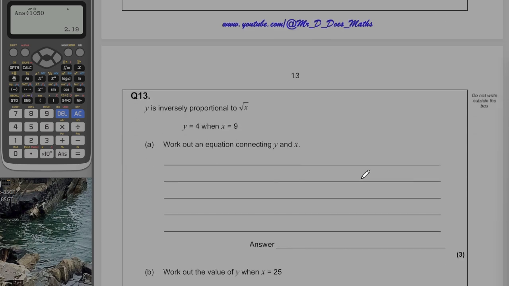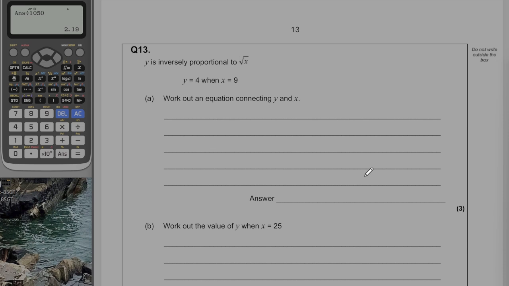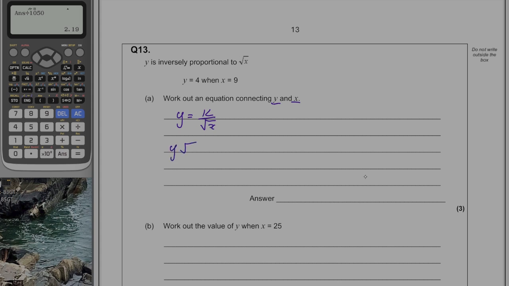Okay then, right, question 13. Y is inversely proportional to root x. Y is equal to 4 when x is equal to 9. Work out an equation connecting y and x. So if y is inversely proportional, it means y is equal to k over root x. So y times root x is going to be equal to k. We've got this as our initial situation. So 4 times root 9 is equal to k. So 4 times 3, so 12 is equal to k. So that means our equation is y is equal to 12 over root x.